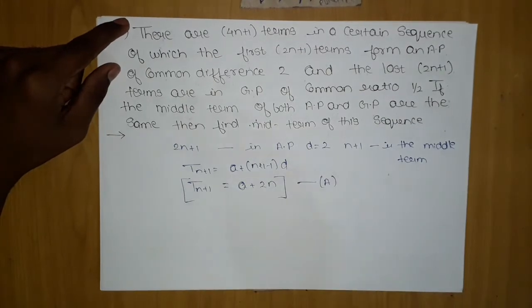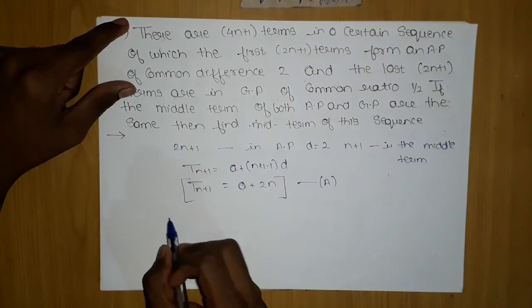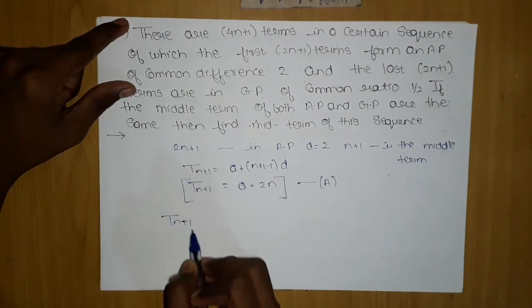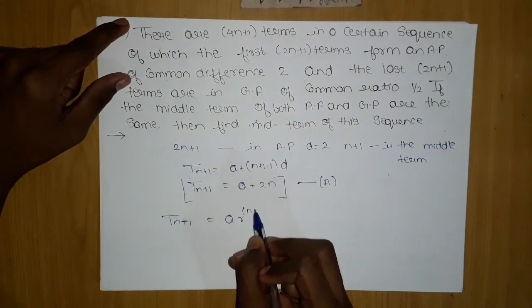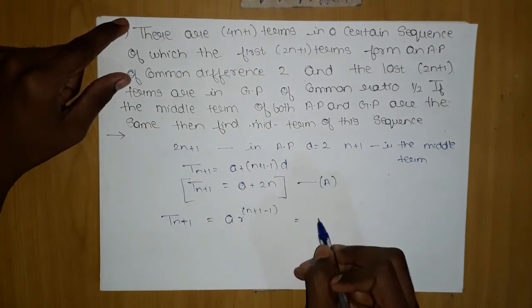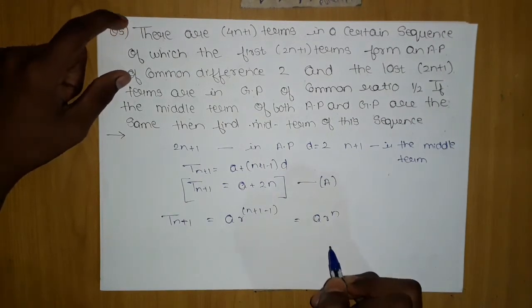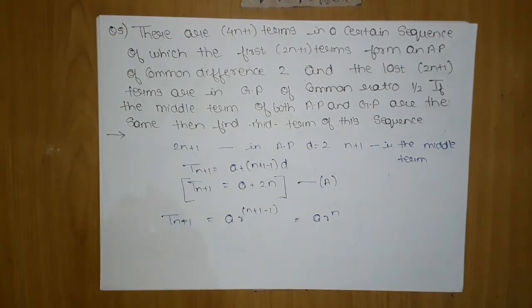Now I want to find the middle term of this GP. It will also be the n plus 1 term. A into r to the power n plus 1 minus 1, which will give me A r to the power n, because this will be the middle term. I want to find the n plus 1 term.